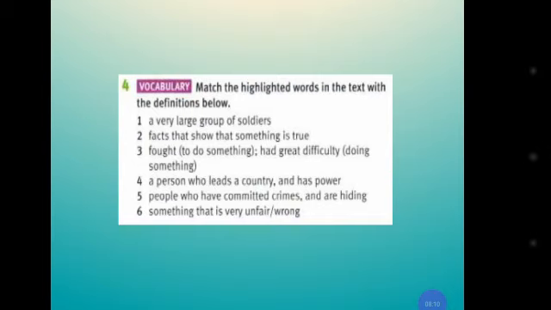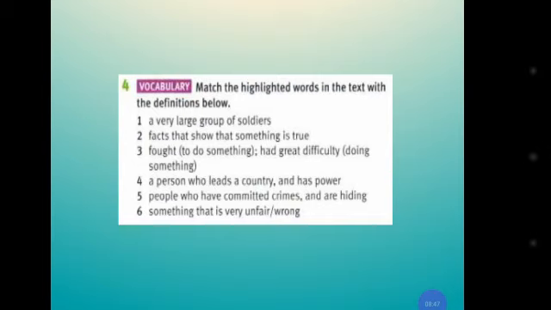Injustice, outlaws, army, ruler, struggle, evidence. There are 6 new words for you. You should match these new words to the definitions in exercise 4. Remember, you do not need one definition.